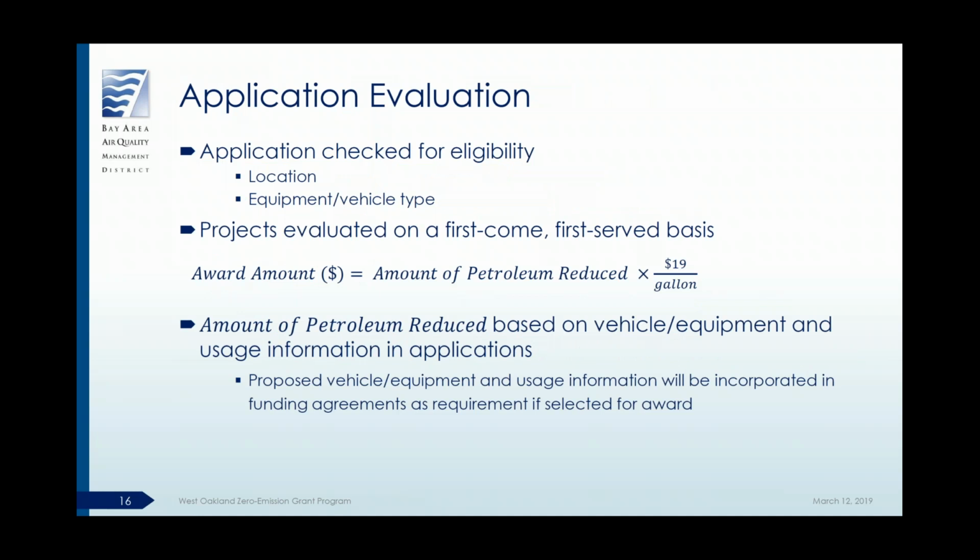The Air District will evaluate each project for eligibility based on the project location and the equipment and or vehicle type. Applications will be reviewed and projects awarded in the order they are received. The award amount is calculated for eligible projects by multiplying the amount of petroleum consumption reduced by $19 per gallon. The amount of fuel reduced is based on the vehicle and or equipment and the usage information provided in your application.